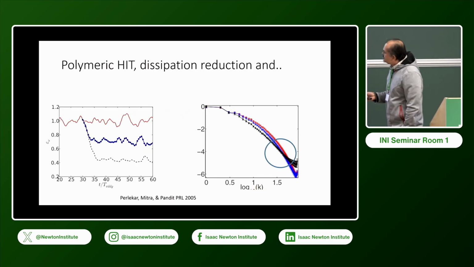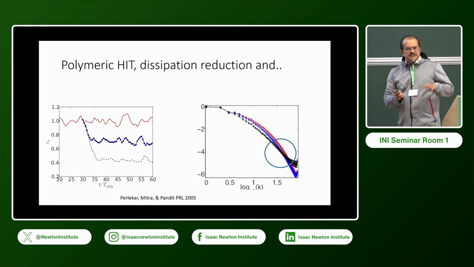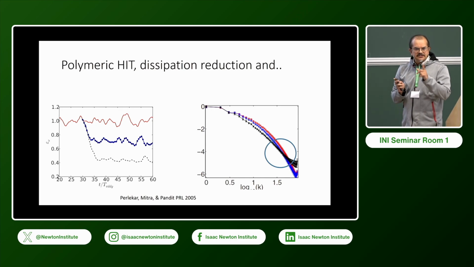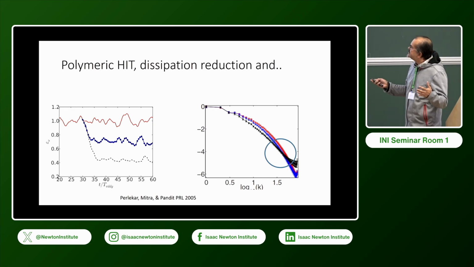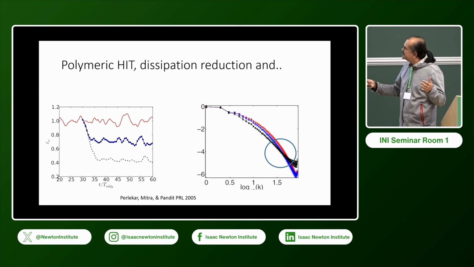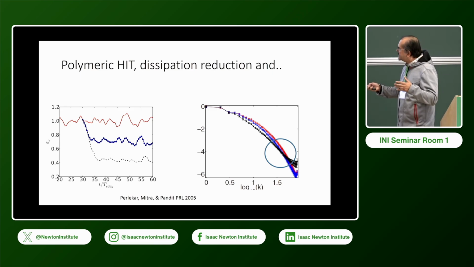Going a long time back to Prasad's PhD thesis, it is somewhere there. There are many interesting things that can happen in a polymeric flow. One of the things is, for example, dissipation reduction. So you can say that I have a simulation, I'm looking at the energy dissipation rate of the kinetic energy, and when I add polymer, the dissipation rate falls. This we looked at.